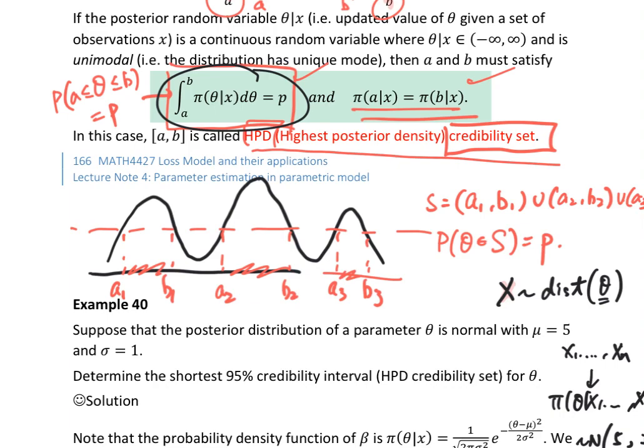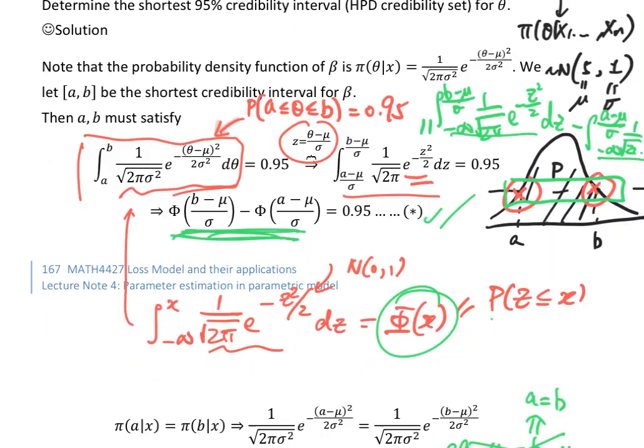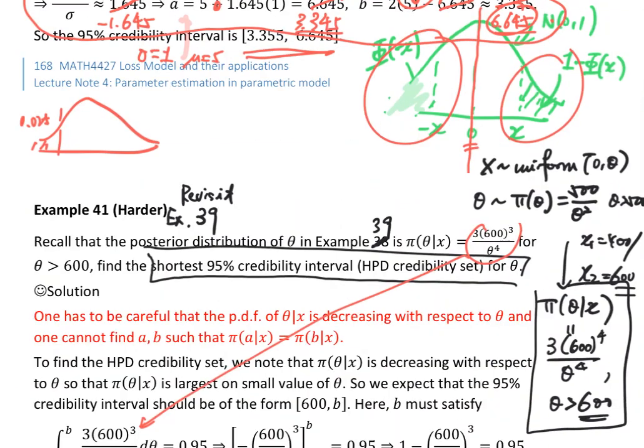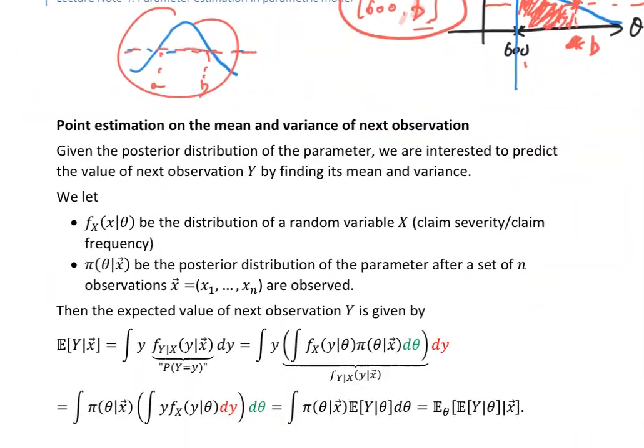So this is how we get the interval estimation of theta using the posterior distribution of your parameter.